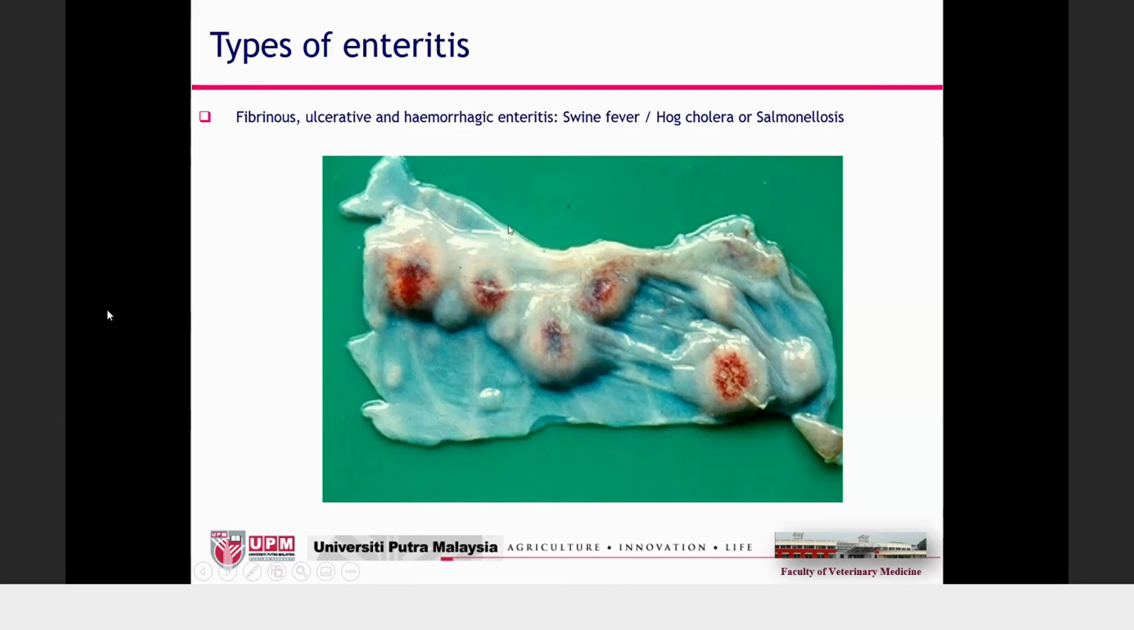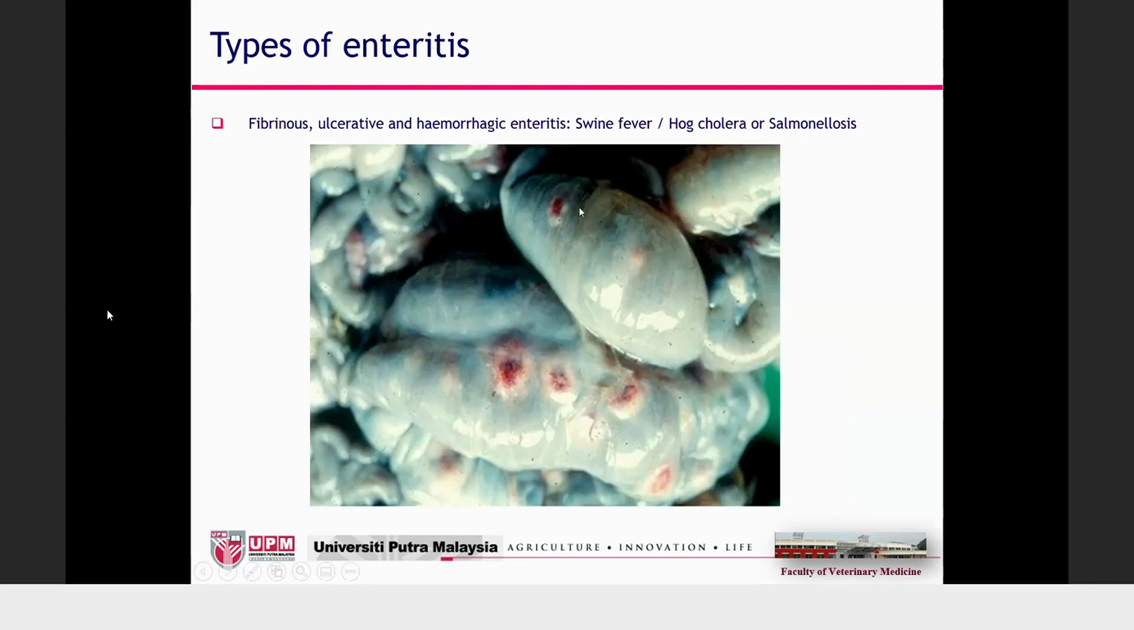And usually in cases of swine fever or hog cholera, salmonella has also been isolated. They might come together. We are not sure why. Some people thought this ulceration is a result of salmonella infection. Some say it is due to hog cholera. But most of the time, when you see this type of ulceration, both the hog cholera virus as well as salmonella are isolated. They come together. So this you can see, in terms of surface, again, fibrinous, ulcerative hemorrhagic enteritis.